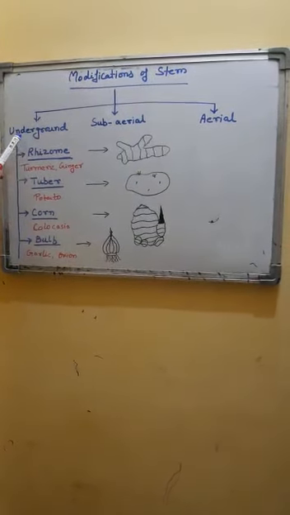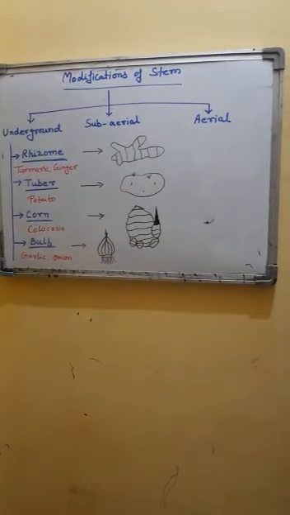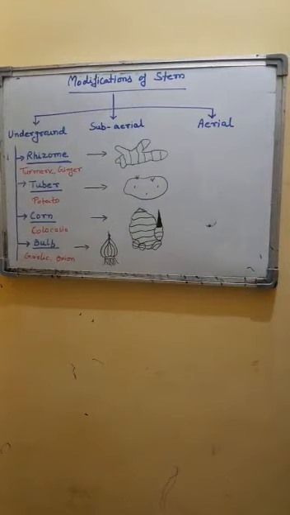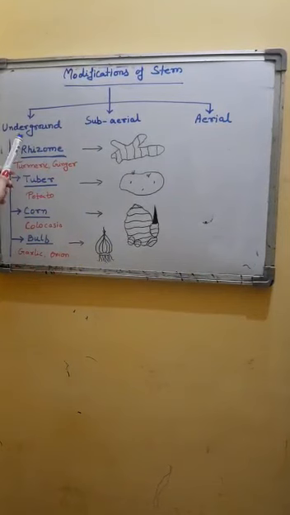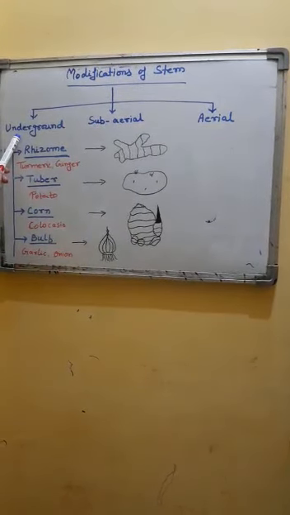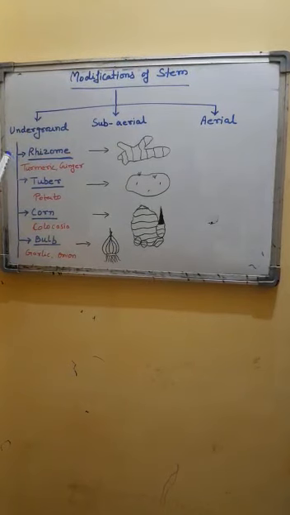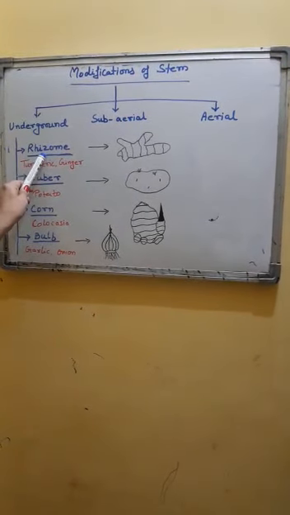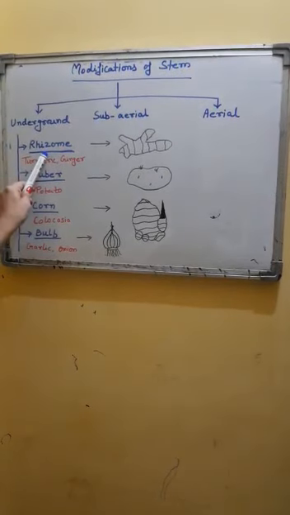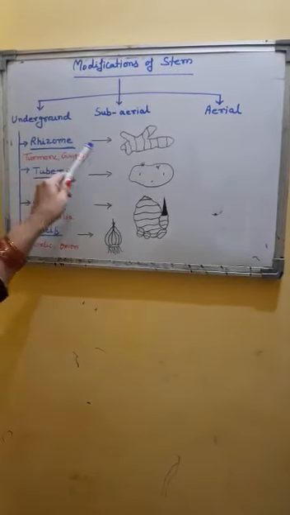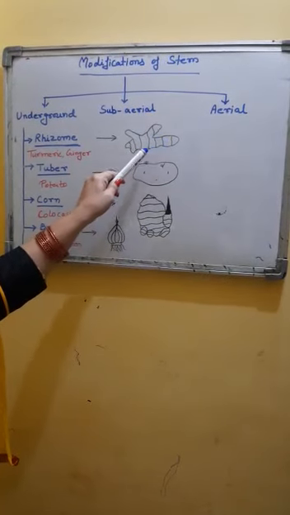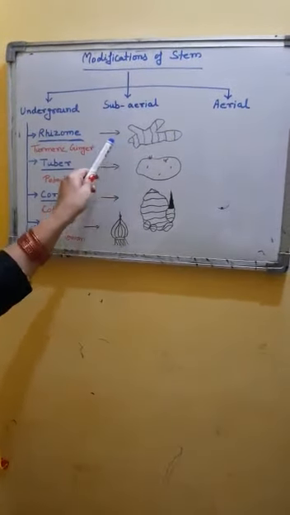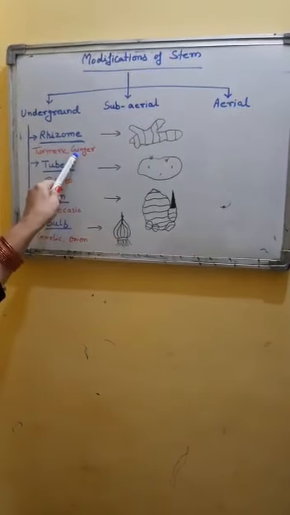When we discuss the types of this modification, when stem becomes underground, we will see that this is basically for storage of food. Following are the types of modifications where stem becomes underground. The very first one is called rhizome. In this condition, the stem becomes fleshy and horizontal. You can see the diagram over here. Nodes and internodes are clearly visible. Its examples are turmeric and ginger.